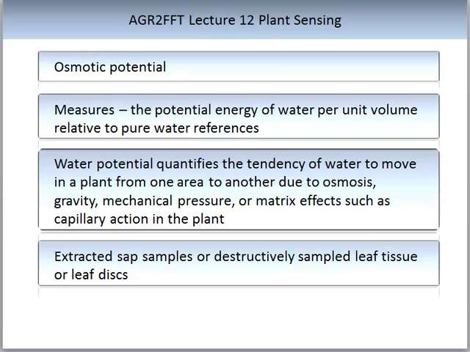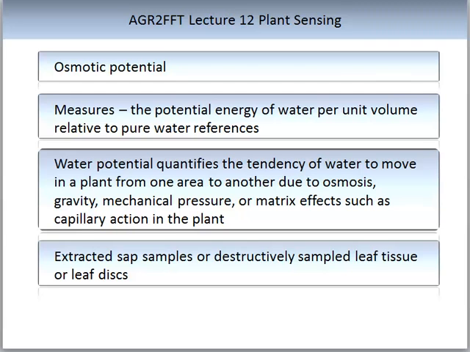Osmotic potential is a measurement of the potential energy of water per unit volume relative to pure water references. That sounds quite complicated, but from a plant's perspective, it is the water potential, or the tendency of water to move in a plant from one area to another due to a number of components such as osmosis, gravity, mechanical pressure, or matrix effects such as the capillary actions in the plant vessels.